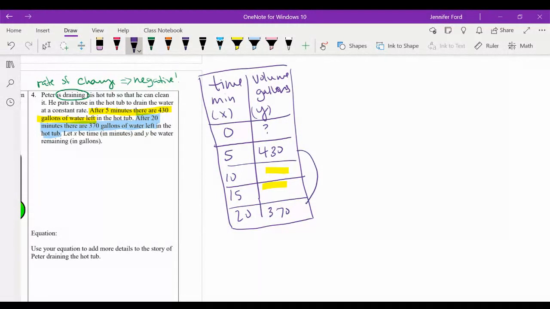Okay, so from 430 down to 370 gallons, that's 430 minus 370. 43 minus 37 is the same answer as 46 minus... is that 6 gallons? Yeah, it goes down 60. That was just my mental math. So it decreases 60 gallons.